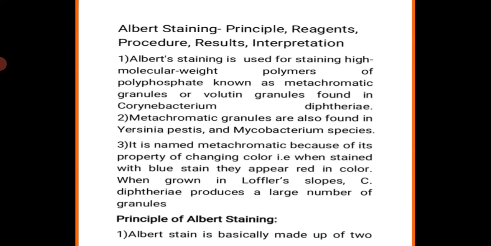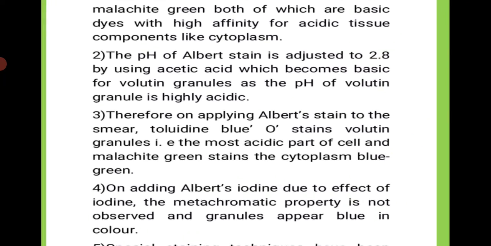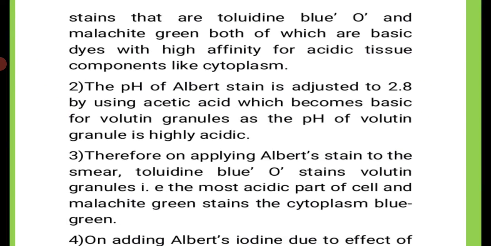The Albert stain is basically made up of two stains, namely toluidine blue O and malachite green. Toluidine blue O and malachite green, both of them are basic stains. So these stains have a high affinity for acidic components of the cell, for example cytoplasm.